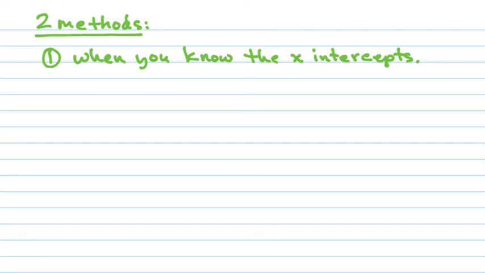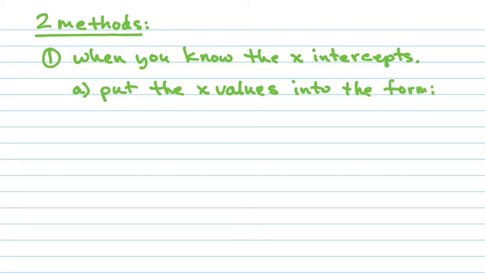So when you know the x-intercepts, this is what you're going to do. First step: put the x values. Just the x values from those points is all we're interested in. Those two x-intercepts, we're looking for those x values. Put those x values into the form y equals a times (x plus or minus p) times (x plus or minus q). I'll explain this in a second. Just go ahead and write it down.